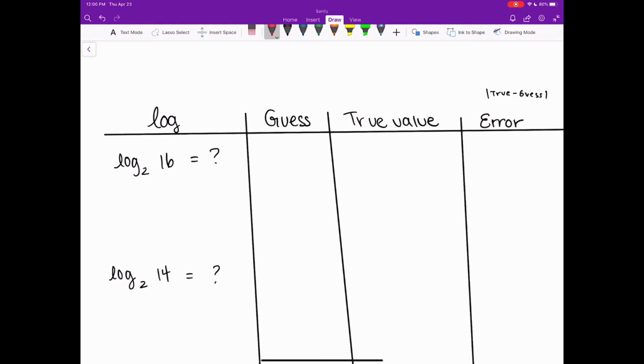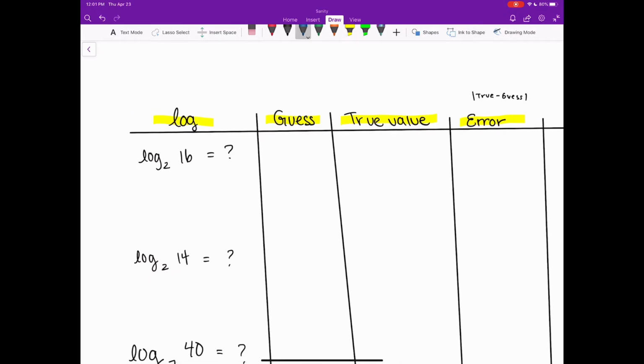Okay, so what I'm going to have you do is I'm going to give you a log. I'm going to ask you to make a guess. It does not have to be perfect. It doesn't even have to be close. And then I want you to find the true value, and then I want to figure out what the error is. Okay, so I'm going to pick red again.